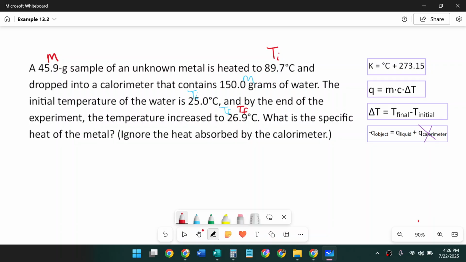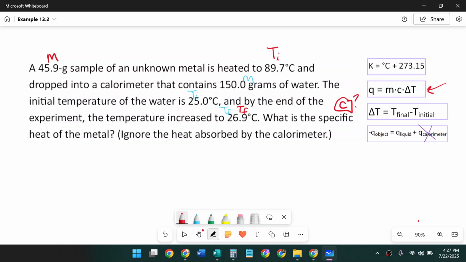And then it wants to know the specific heat of the metal. So this is going to be our C, and that's what we want. We want to find what is C. C is in this equation, so we know we're going to be using that equation. But we've got two things we're working with here. We know the mass of the metal. They want the C of the metal, but we don't have all the pieces that we need in this case. So we're going to make sure that we have everything lined up.